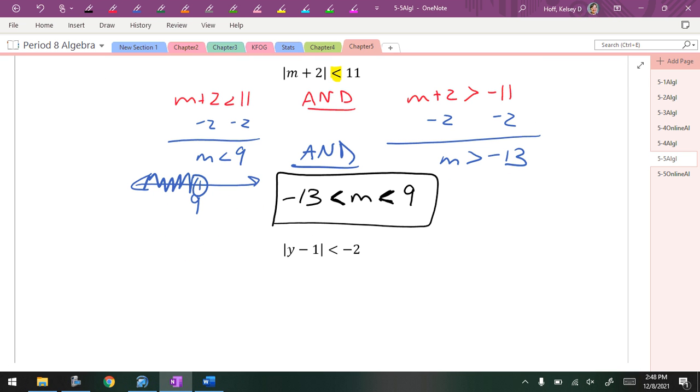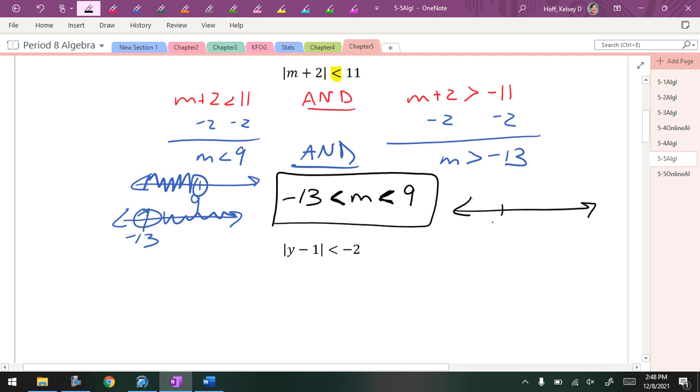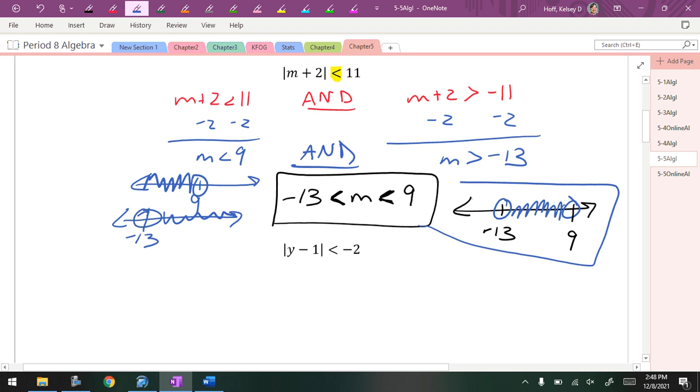Okay. Then when we go to negative 13, open or closed? Open. Left or right? It's greater than, so right. Now, we need to shove these together. Is there a place where our two shadings overlap? Yes. So if I put them in order, negative 13 and 9, open or closed? Open. And where do they overlap? In the middle. So this is also part of our answer.